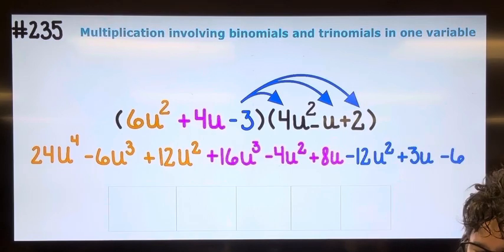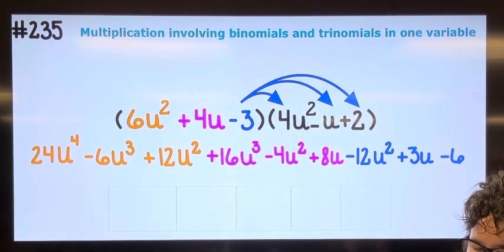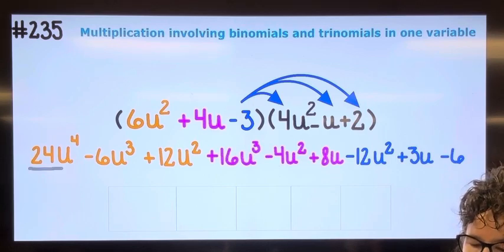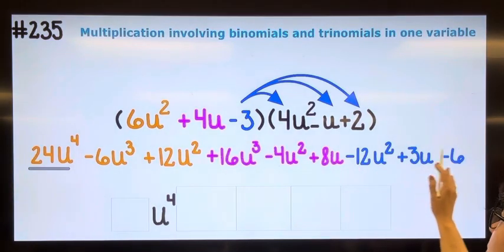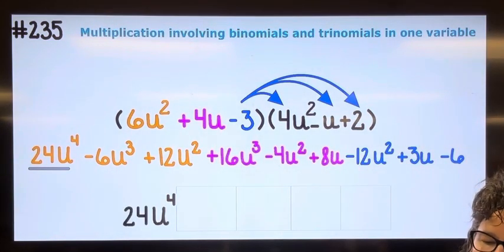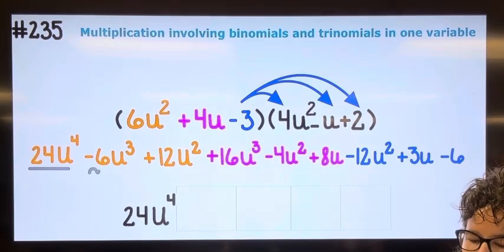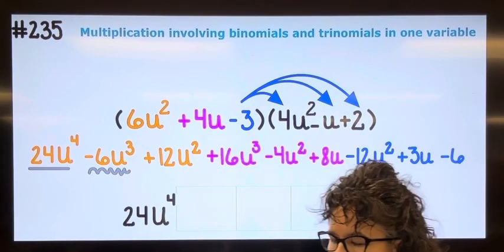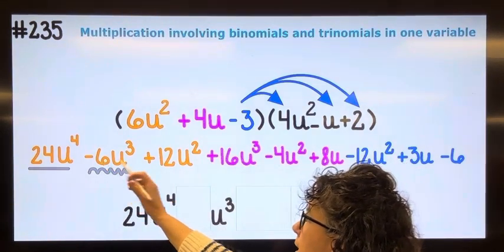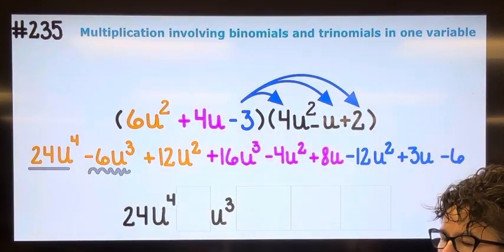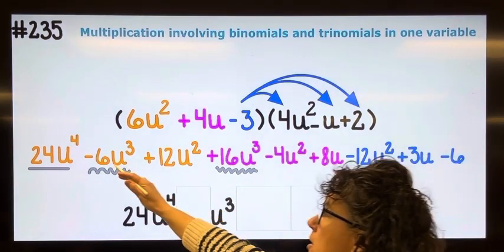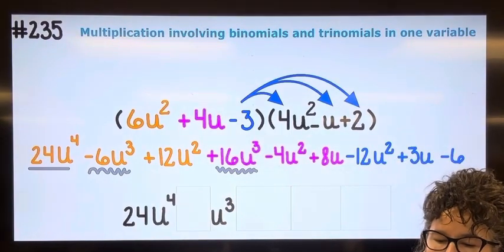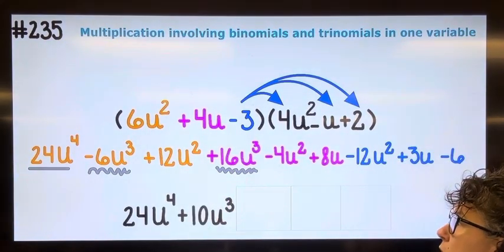Last thing we want to do is go looking for any like terms that we can find. And so let's go through starting with 24u to the 4th. Can we find any other u to the 4th? And we can't. So that makes 24u to the 4th. Next, let's go looking for any other u to the 3rds. So we have negative 6 of those. We have positive 16 u cubes, no other u cubes. So negative 6 of those and 16 of those make 10 u cubes.